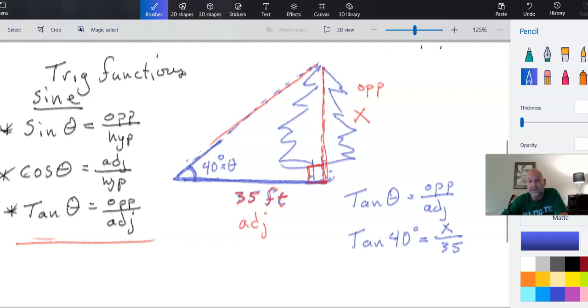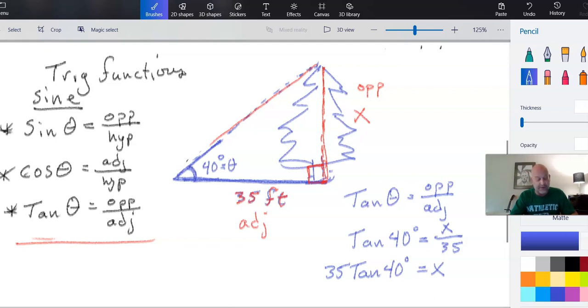Since this is a fraction, if I multiply both sides by 35, I'll get rid of this denominator, and I end up with 35 tangent 40 degrees is equal to x. Now, I need to make sure, and you need to make sure actually, that you can put this into your calculator and get the correct answer.